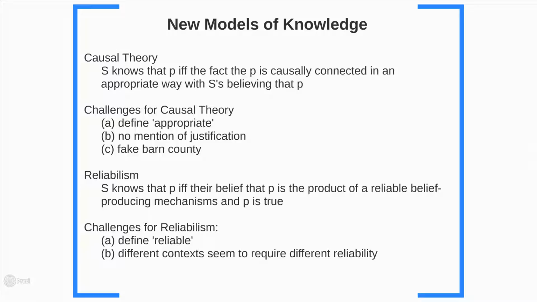Likewise, you can make a version of the fake barn county here, right? So how reliable does it need to be? Well, it's a reliable barn indicating process. This is something called the generality problem, and we'll talk about this next chapter, but it's worth noting here. So neither of these theories have been entirely successful.